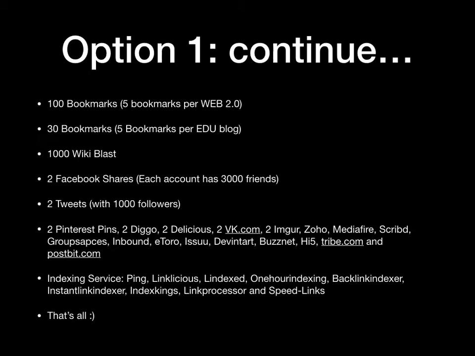All right, then there will be 2 Facebook shares. Each account would have at least 3000 friends, because the point is we are going to look at a totally new, totally viral, totally relevant audience. Then we'll do 2 tweets with at least 1000 followers in each account. All right, and finally 2 Pinterest pins, 2 Diigo, 2 Delicious, 2 vk.com. Every one of these services we're going to do 2 times, double.